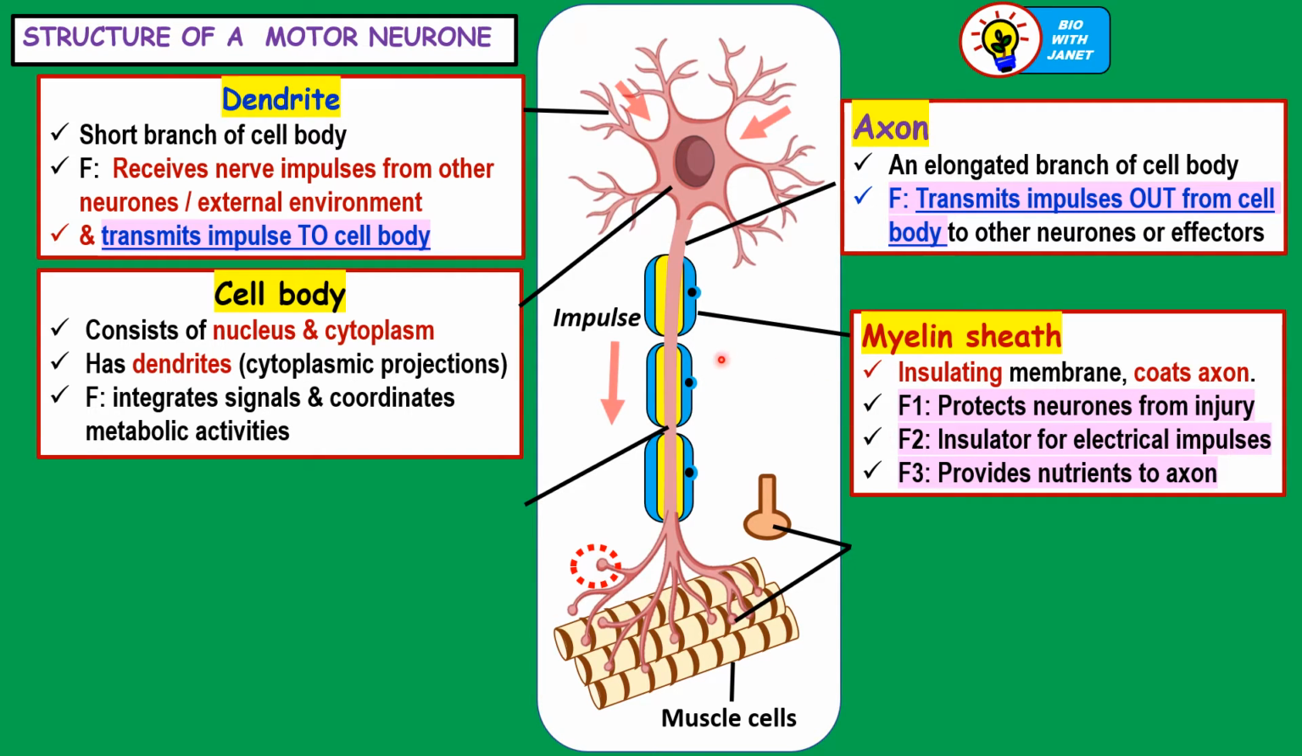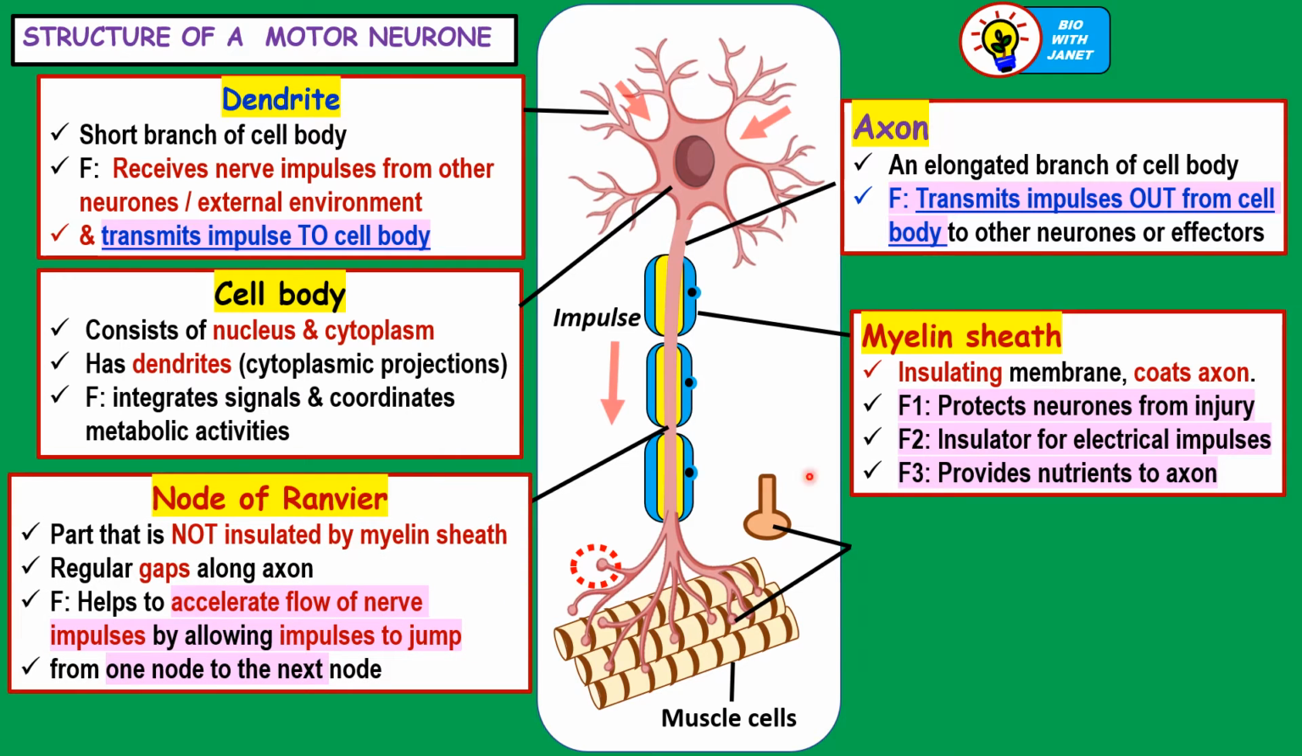Firstly, it protects the neurons, especially the part called the axon, from injury. Secondly, it is an insulator for electrical impulses. That means it does not transmit electrical impulses. The electrical impulses cannot flow through it, only through the axon. Thirdly, it provides nutrients to the axon within.